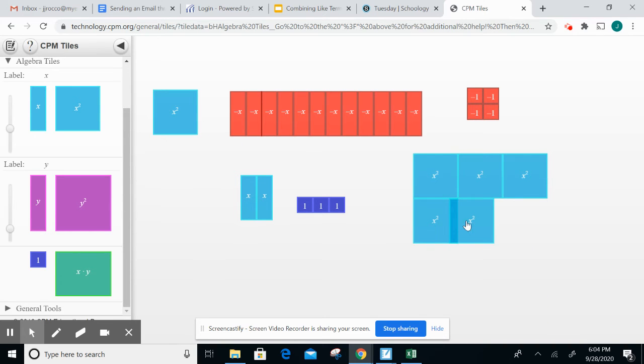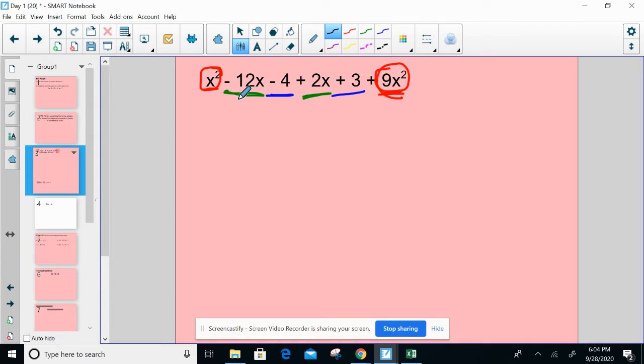The only downfall with the tiles is it can take a while to build them. I would suggest using them for smaller numbers, and I would suggest using them if you don't understand. Now, just like here, it's a jumble of different types of terms. Now you combine the like ones.